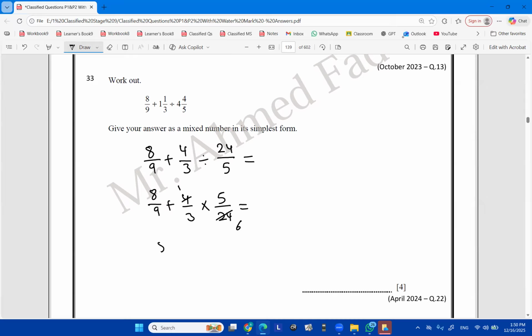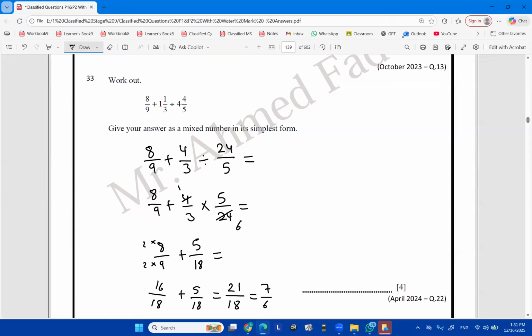So 8 over 9 stays the same, plus 5 over 18. We need to make the denominators the same. So multiply by 2, becomes 16 over 18 plus 5 over 18 equals 21 over 18. Simplify becomes what? Divided by 3 gives you 7 over 6.